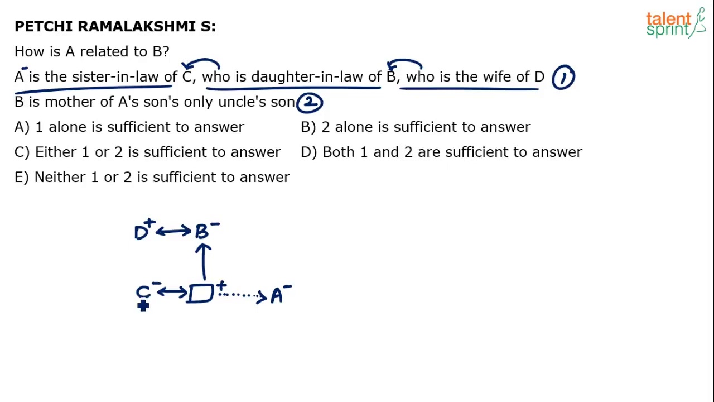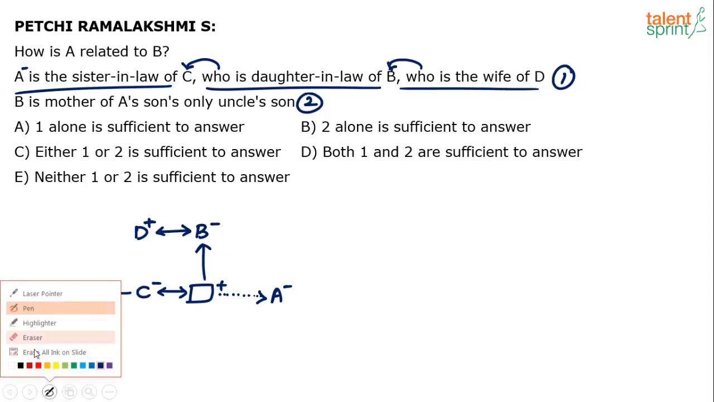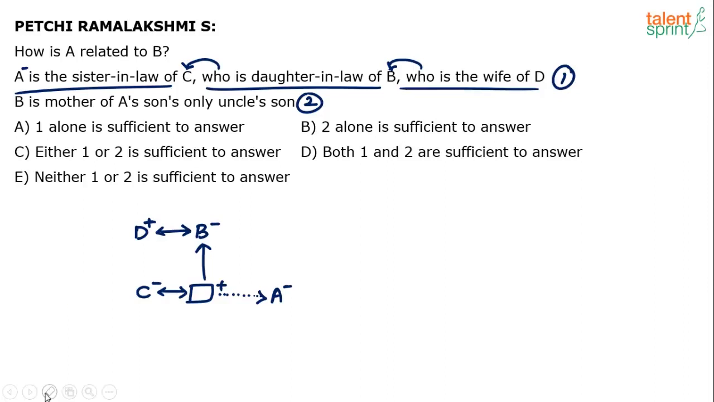A could be C's brother's wife. Let's assume C has one brother. There is no mention of that brother here. But let's assume that C has that brother. Ideally I should be using a dotted line because even this is not for sure. So you don't have to do all this drama in the exam. Only for the sake of clear explanation, I'm doing this. So C has a brother. Who's that brother? We don't know. And that brother's wife is A. So this is possibility 1. This is the other possibility.